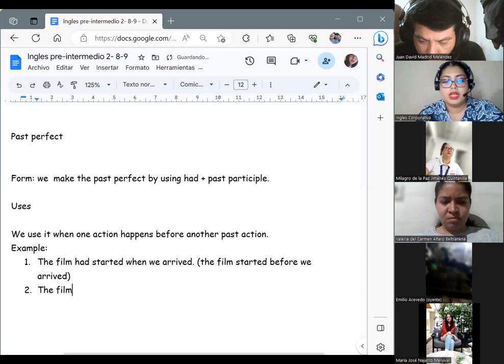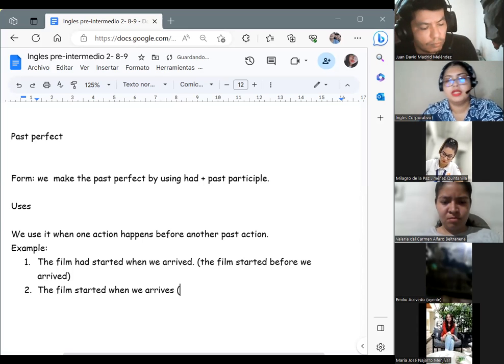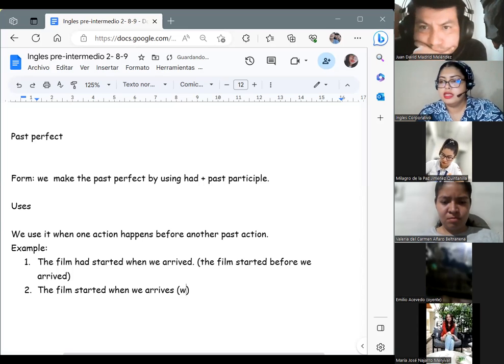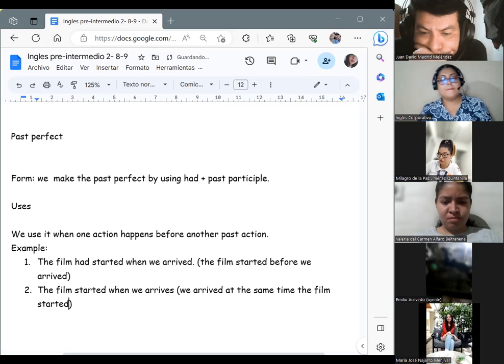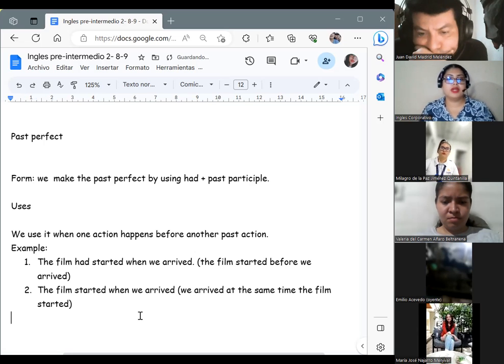The film started when we arrived. And the explanation of the thing that we want to say is that we arrived at the same time the film started. I mean, this one is with the. The film started when we arrived.